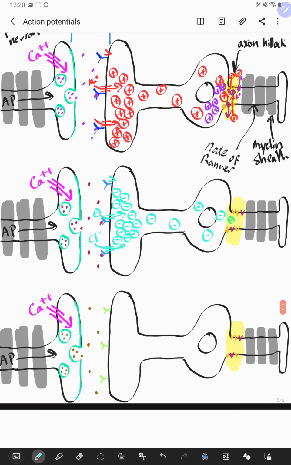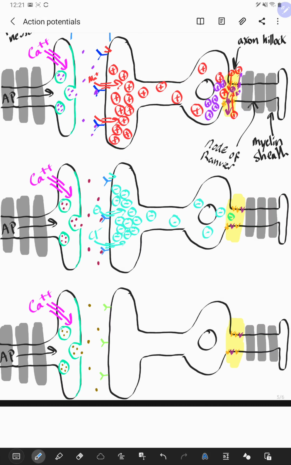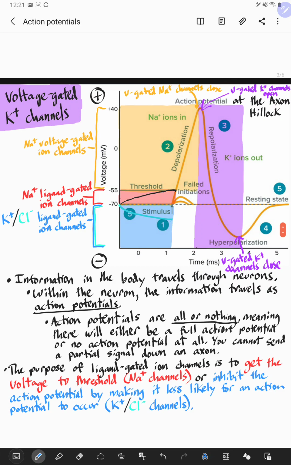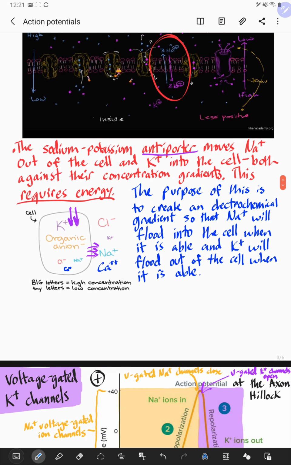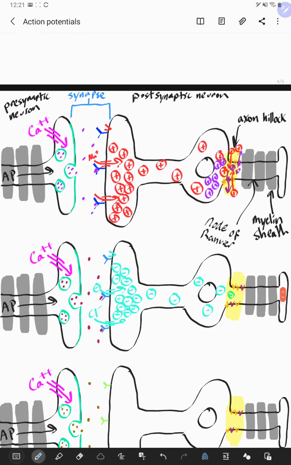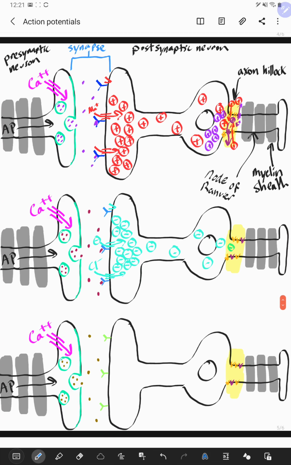Well, let's think about it. Potassium is positively charged. You're right. But let's look back at the concentrations of these different ions in the cell and where they're high in concentration. We said that sodium, chlorine, and calcium are all high on the outside of the cell. But potassium is high on the inside of the cell. So let's look at how that's going to play a role here when these potassium channels open.